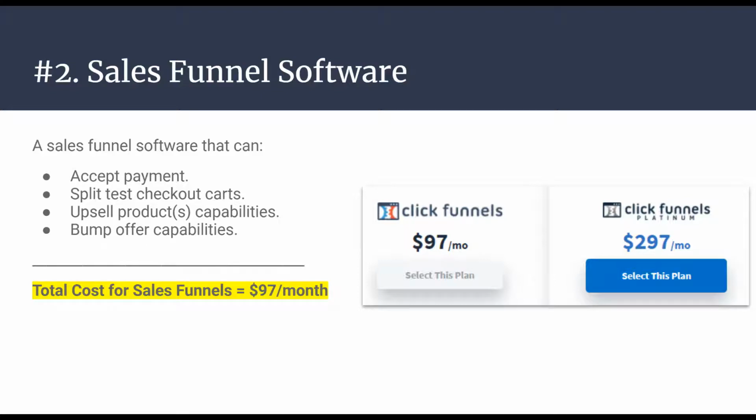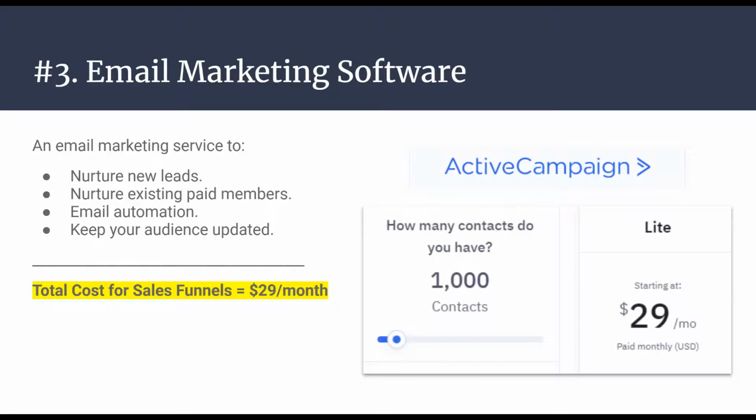So these are all things that Kajabi can do, but if you don't go with Kajabi, you'll need a platform like ClickFunnels, which is $97 per month starting. So the third thing you're going to need that Kajabi provides is an email marketing software, something like ConvertKit or ActiveCampaign. And ActiveCampaign here for 1,000 contacts costs you $29 per month. So you're going to need this to nurture your new leads, nurture your existing paid members list, email automation, and to keep your audience updated.